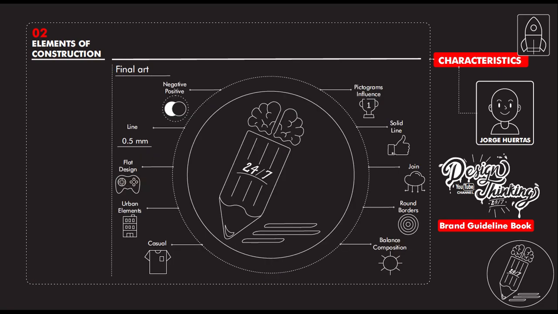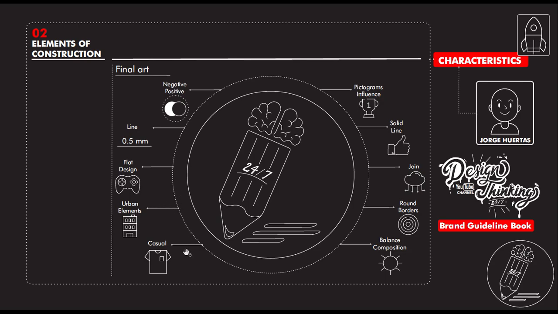image. And here, this is the final art showing all the different elements that we use and that we want to show, so that everyone sees what we are doing. So it's black and white because it's negative and positive. The length of the line is 0.5 millimeters. We have a strong influence of flat design, not just in our image, but in all the content that we develop. We sometimes use urban elements.